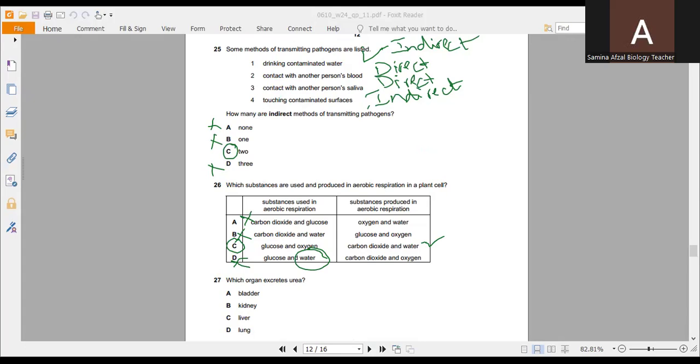Which organ excretes urea? First of all, the bladder. The bladder is a storage organ, which stores the urine. Kidneys excrete urea by the urine. So B is the correct option. Liver helps in the formation, but not in excretion. So liver is not the correct option. Lung helps in the excretion of carbon dioxide. So B is the correct option.